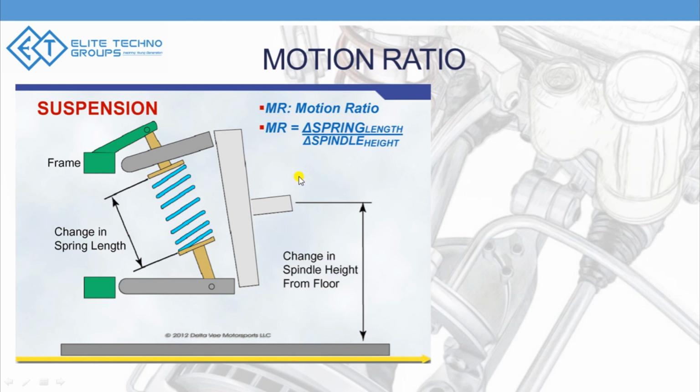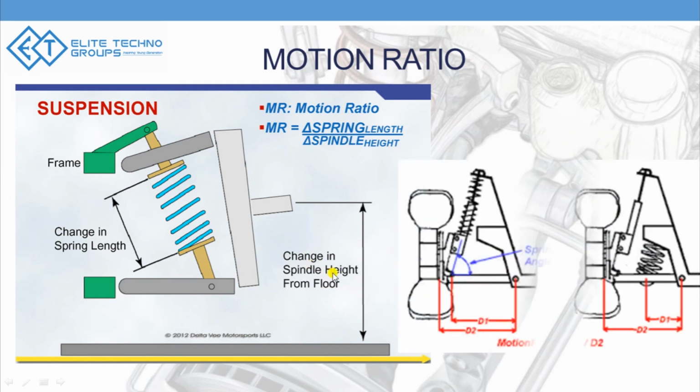But there is another way of finding the motion ratio, which is you divide the distance from your pivot point, whatever the length along which your spring is attached, that distance, upon the distance to the entire wheel center. You divide d1 by d2 to get the motion ratio as well.